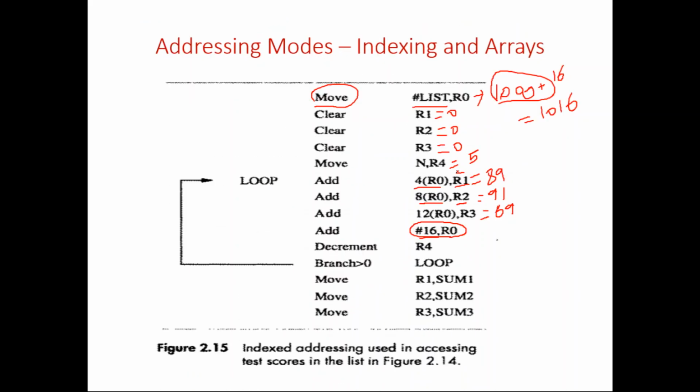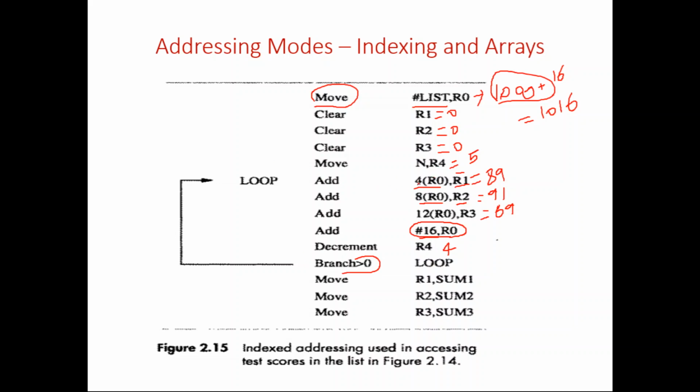Then what we are doing: decrement R4. R4 contains the number of students. Previously it is 5, now it becomes 4, because we already got the details of the first student. Then we check branch greater than 0. Did the previous operation result in something greater than 0? Yes, it's greater than 0, so loop. Again go back here.